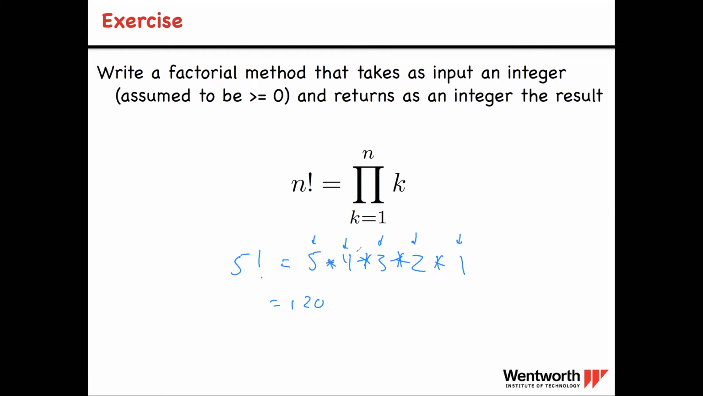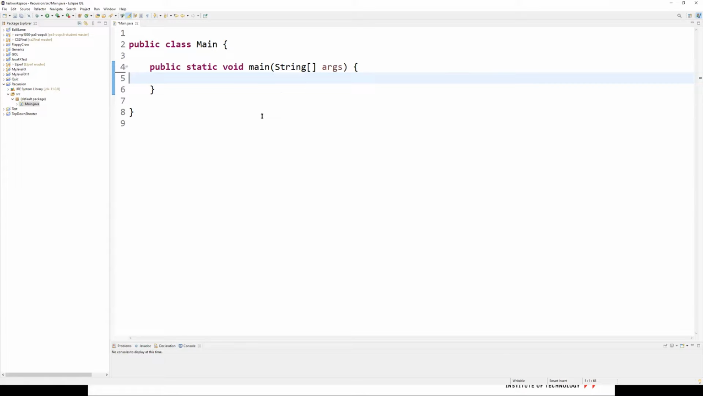Clearly, you could write this as a loop, just like we could write any sums as a loop. We could write any products as a loop. So let me show you how to do that, and we'll just do it with a loop, and then we'll change the code, or write another function that does it using recursion, so that you can see the difference between the two. Let's go over to Eclipse.